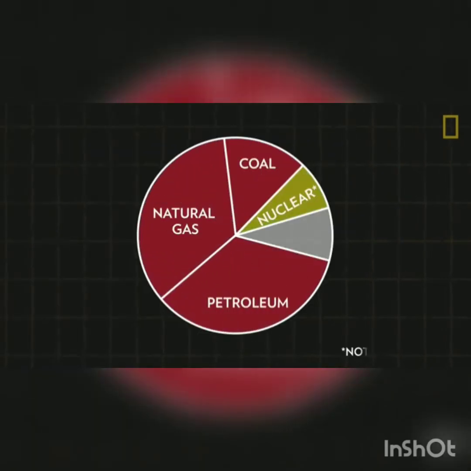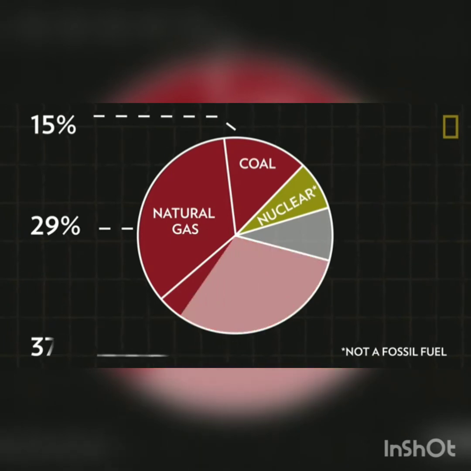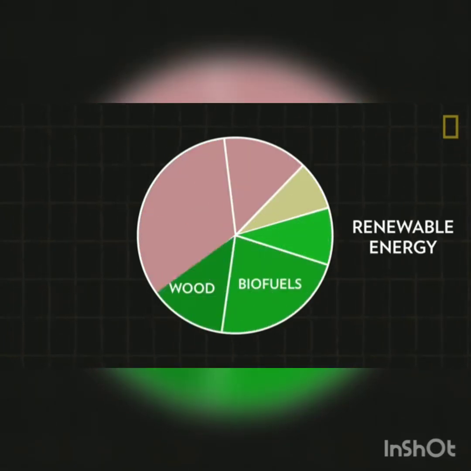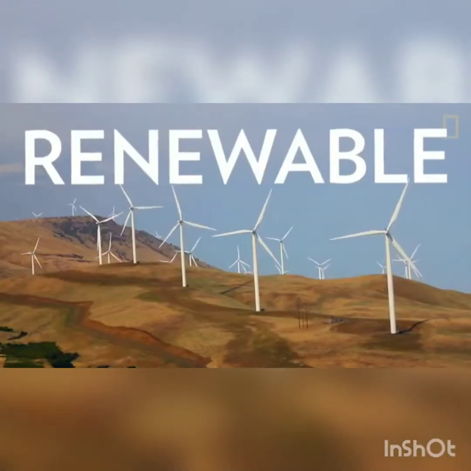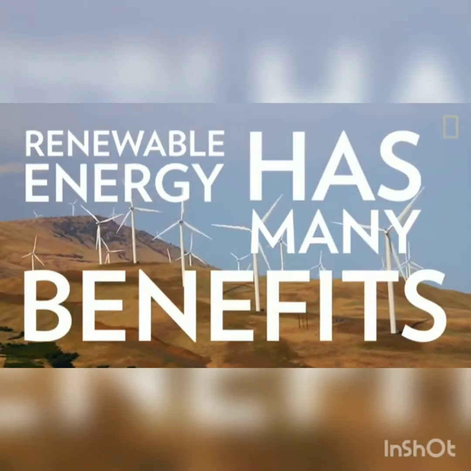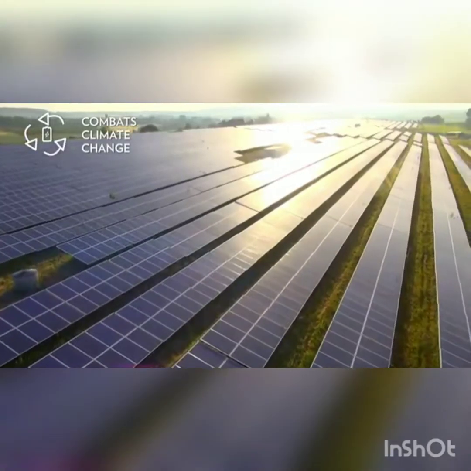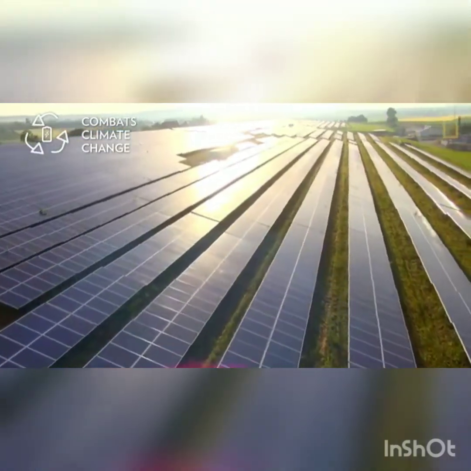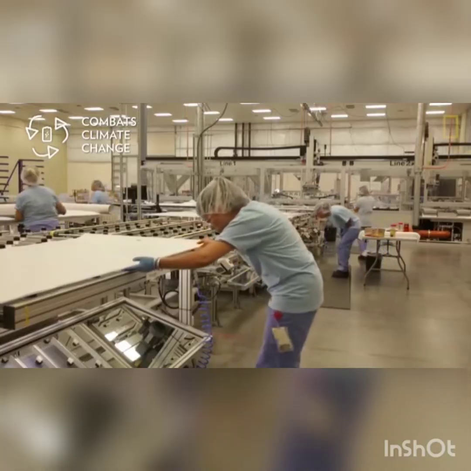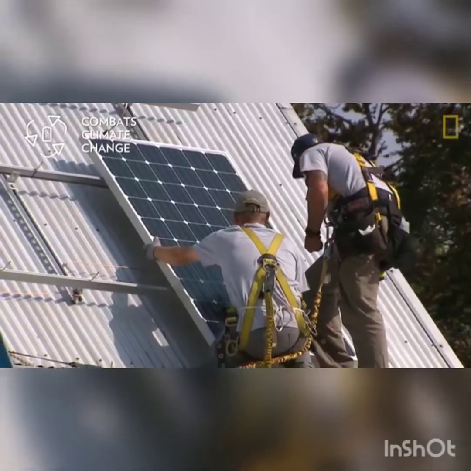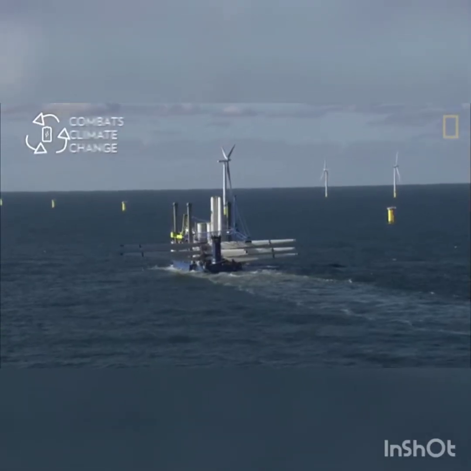Over 80% of the total energy consumed by humans is derived from fossil fuels. However, renewables are the fastest growing source of energy in the world. Renewable energy has many benefits. First, it can combat climate change because it creates no direct greenhouse gas emissions. The only emissions that they produce are indirect, meaning those that result from manufacturing parts, installation, operation, and maintenance. But even those are minimal.